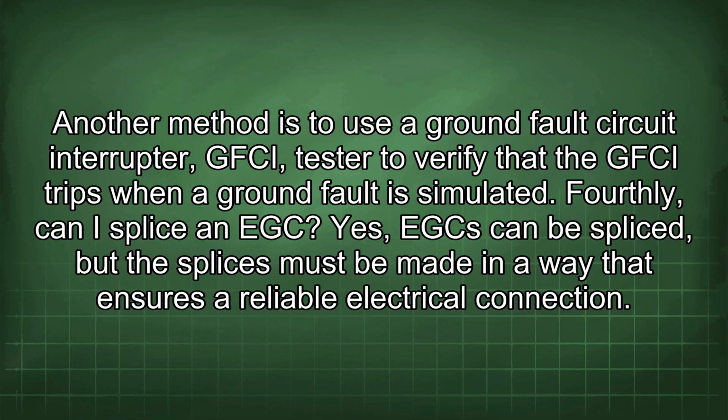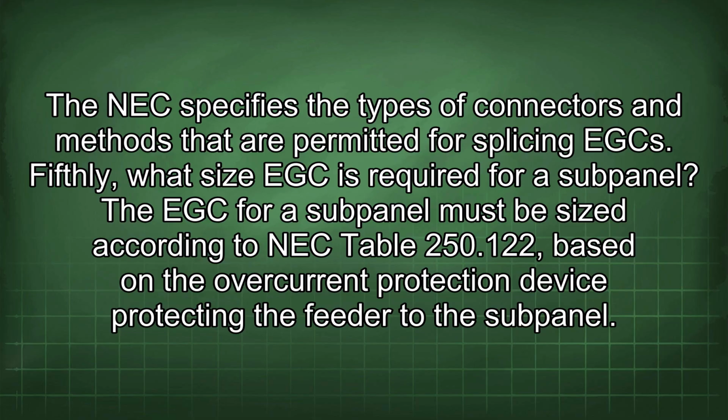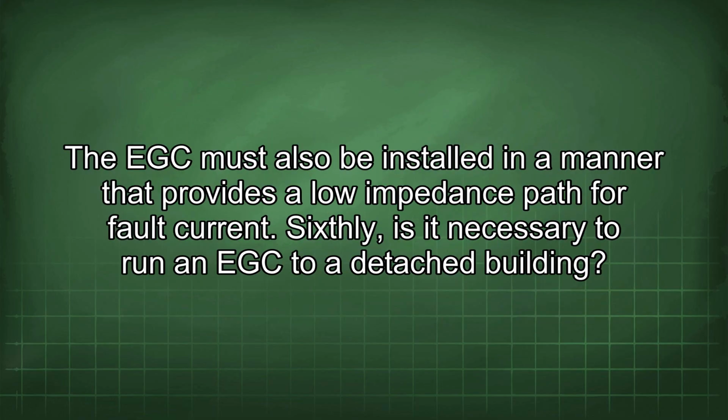Yes, an EGC can be spliced, but the splices must be made in a way that ensures a reliable electrical connection. The NEC specifies the types of connectors and methods that are permitted for splicing EGCs. Fifthly, what size EGC is required for a subpanel? The EGC for a subpanel must be sized according to NEC Table 250.122, based on the overcurrent protection device protecting the feeder to the subpanel. The EGC must also be installed in a manner that provides a low impedance path for fault current.